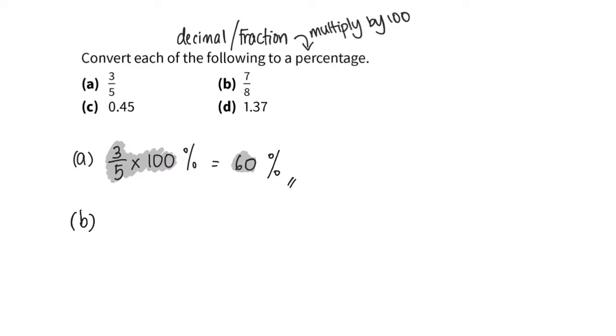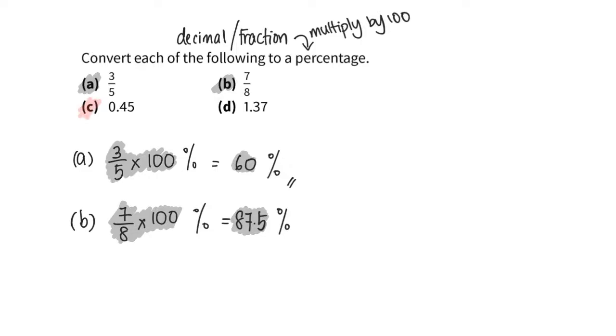Part B, same method, 7/8 times 100%. Having got a percent, 7/8 times 100 will give me 87.5. So to take note, when we key into the calculator, we do not need to key in the percent because that is part of the units. So that is for part A and part B.